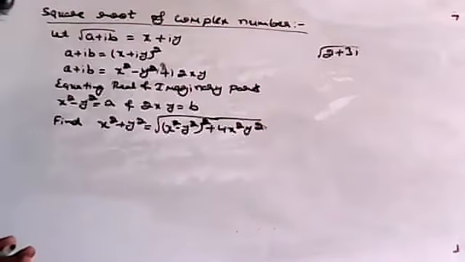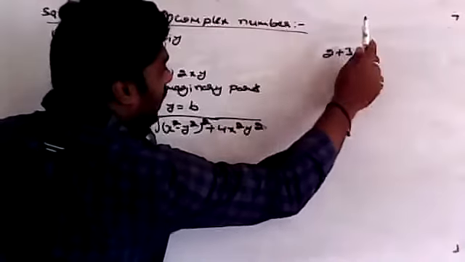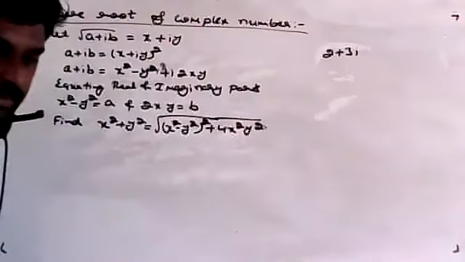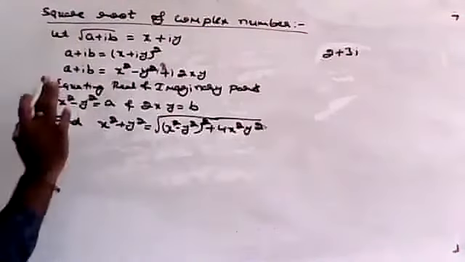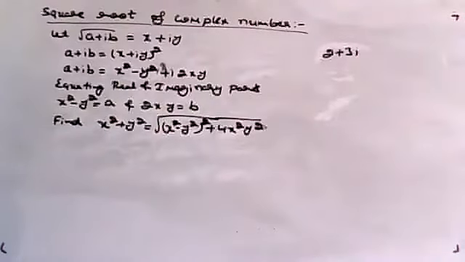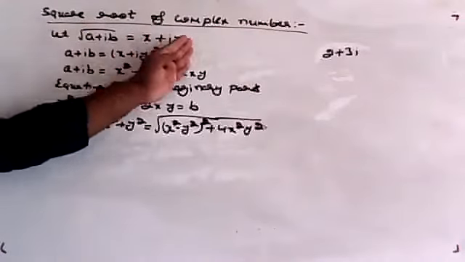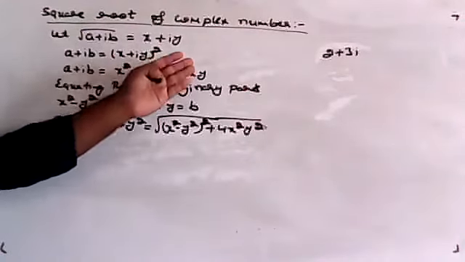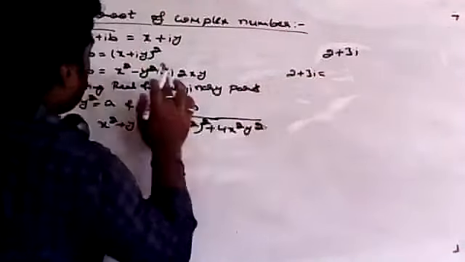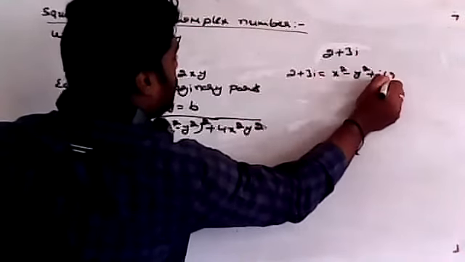See, once again repeating that one. First, whatever problem they ask, find the square root of 2 plus 3i, for example. At that time you have to write it in the form of root of a plus ib, which means root of 2 plus 3i. Let root of a plus ib be equal to x plus iy. When I take the square on this side, expand that one. So 2 plus 3i is equal to x square minus y square plus i into 2xy.